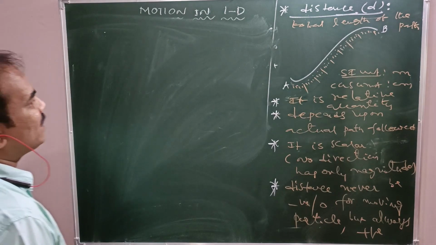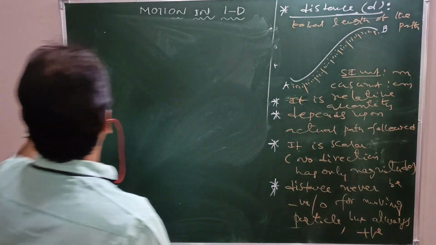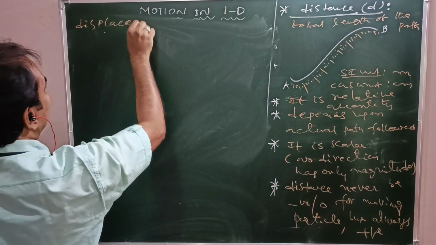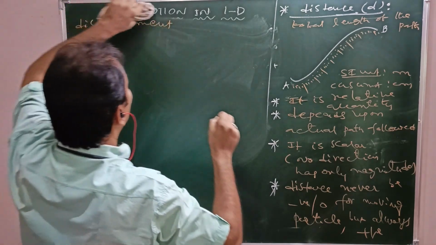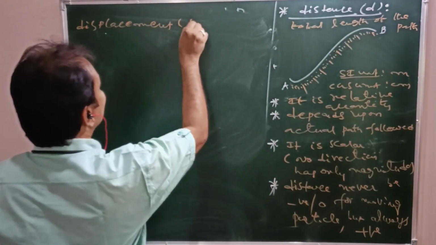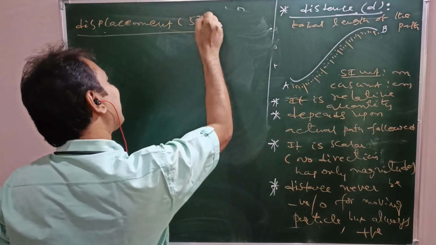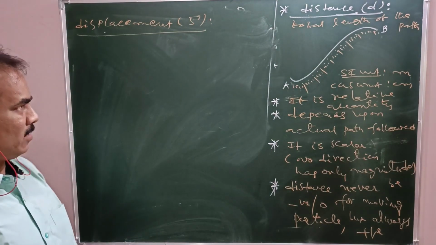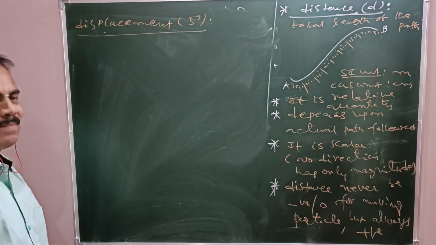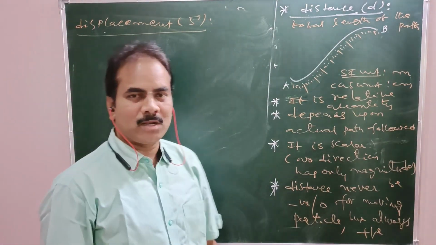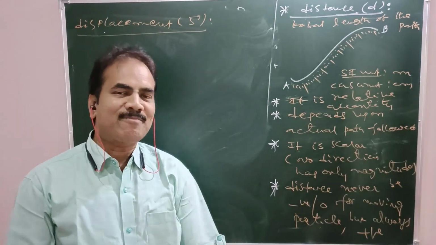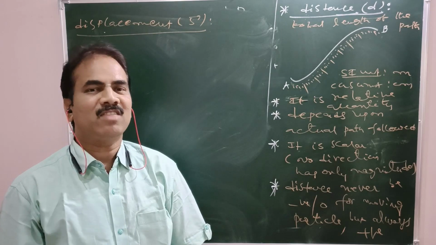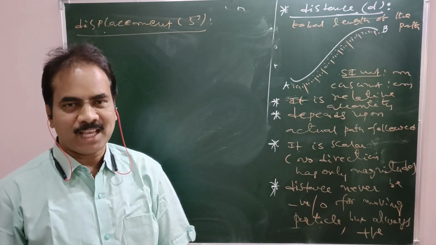What is meant by displacement? Say displacement, S bar. It is a vector quantity. That is the reason why I am taking the bar, S bar. Displacement means, when a body is under motion, a line segment drawn from initial position to final position, irrespective of the path followed, is known as displacement.